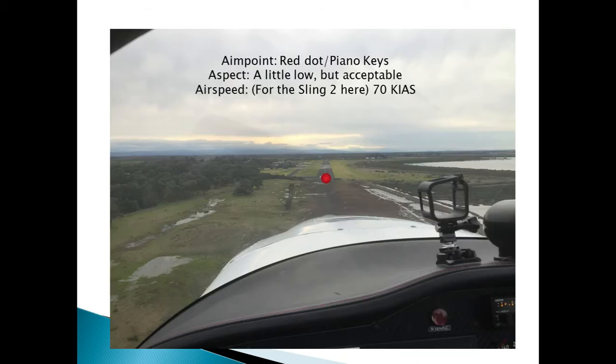And here's a photo that I've taken earlier on in my flight training in Australia, coming into Turin Airfield, runway 22. The aim point is the red dot that I've put there, which is the piano keys or the threshold. The aim point at that time stays around the same place in the windscreen, which is good. Aspect, a little bit low, but acceptable. Airspeed, which is for the Sling 2 that I was flying, 70 knots. Basically, other than the aspect, which is a little bit off, this is a good approach.